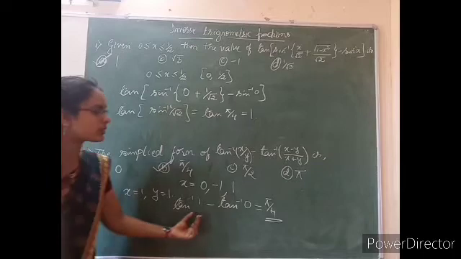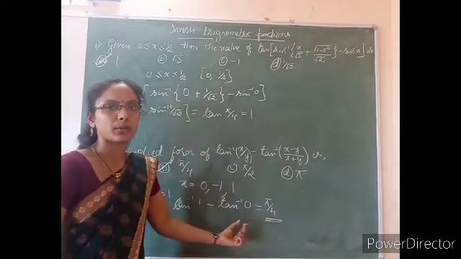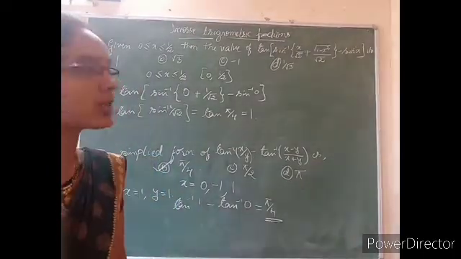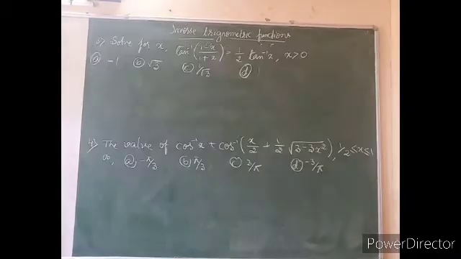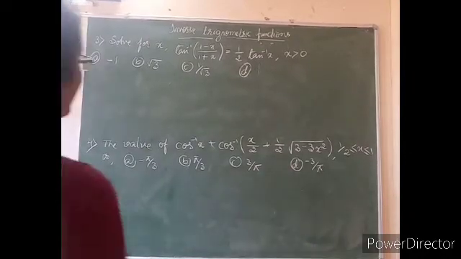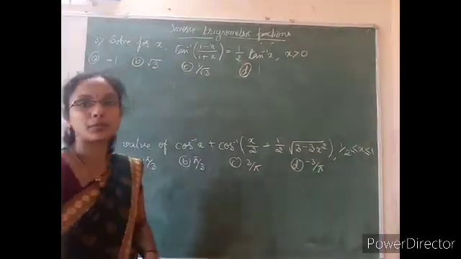In that case also, you will get the value pi by 4 here. Okay, so these are the sums. So by inspection, we can find the solutions here. We directly move to the next problem, problem 3.